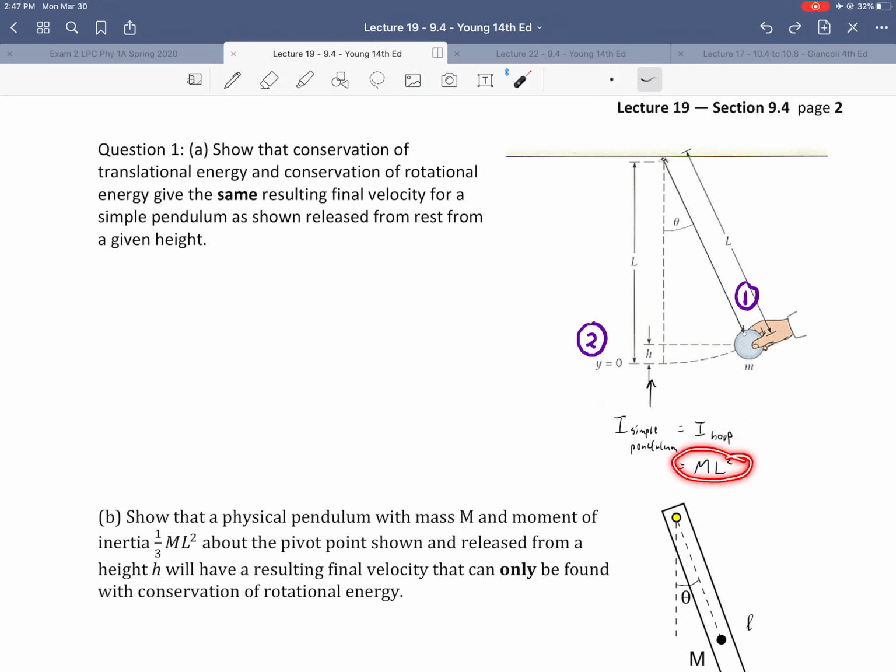And for a simple pendulum, the moment of inertia is given by ml squared. Notice that's the same moment of inertia of a hoop. More on that in the next lecture. It basically just means that all the mass is all the way out at the end.